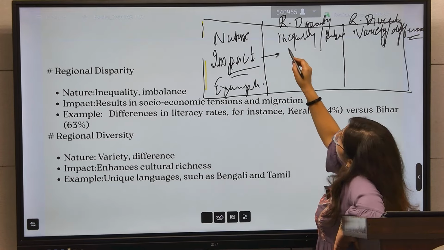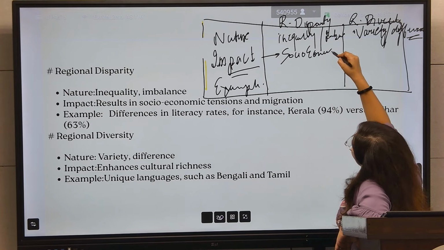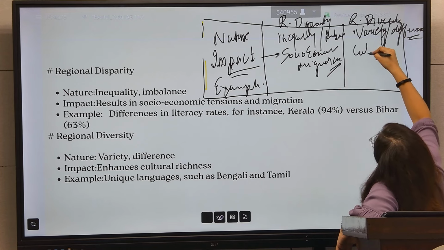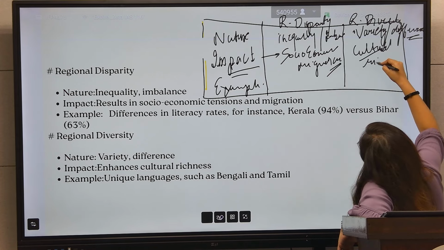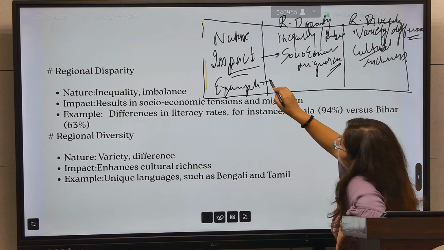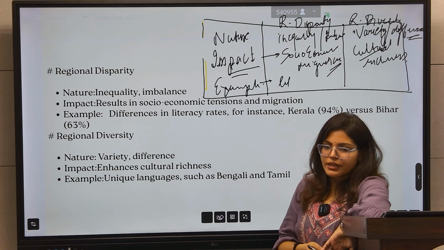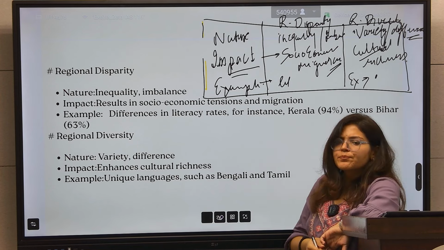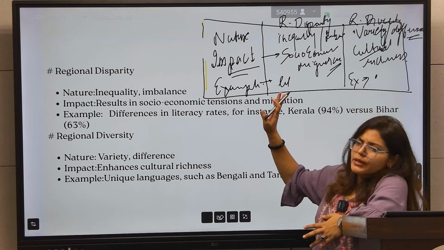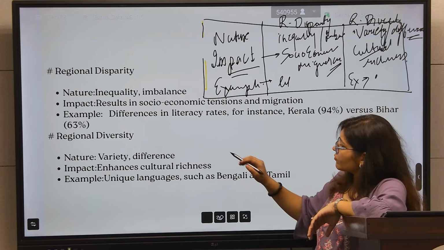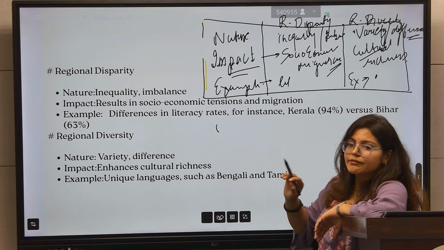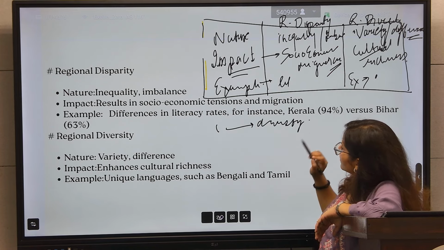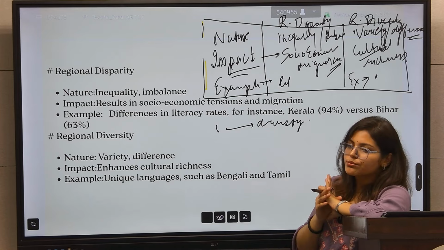Impact: this results in socio-economic marginalization, and this results in cultural richness. Example: here you can give the example of literacy rate of Kerala and Bihar, and here you can give the example of different languages existing in our nation. So in this way you have to make a table, because in the question there is one part that asks to differentiate diversity and disparity. So you have to make a table.